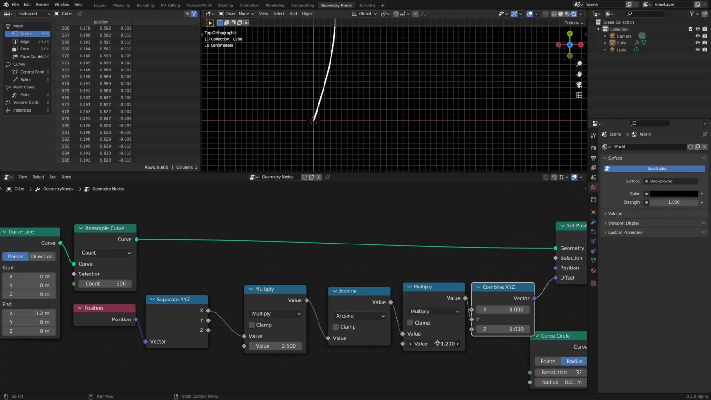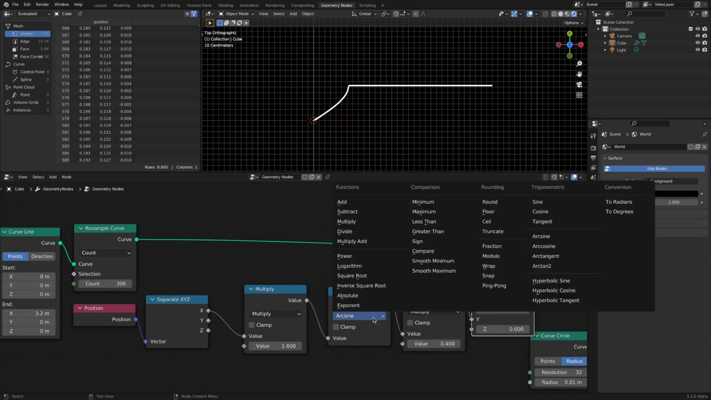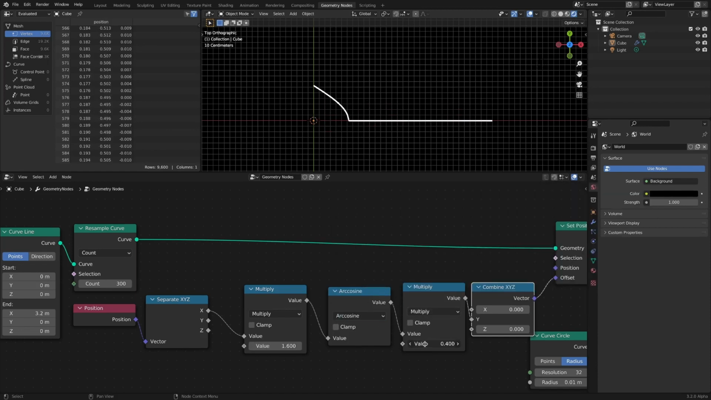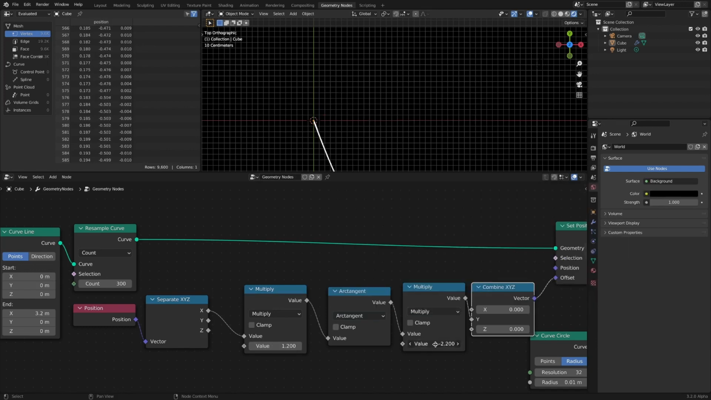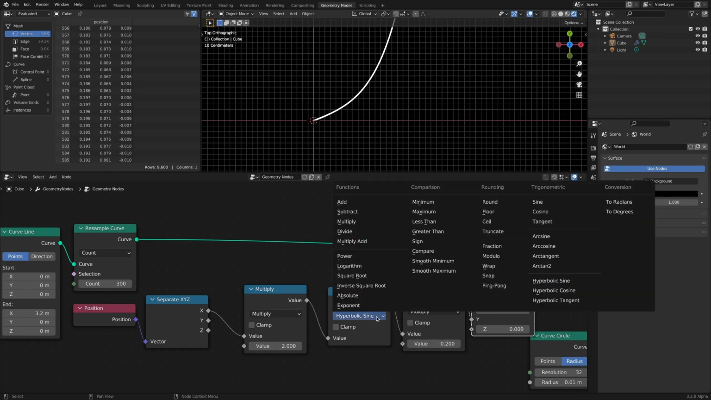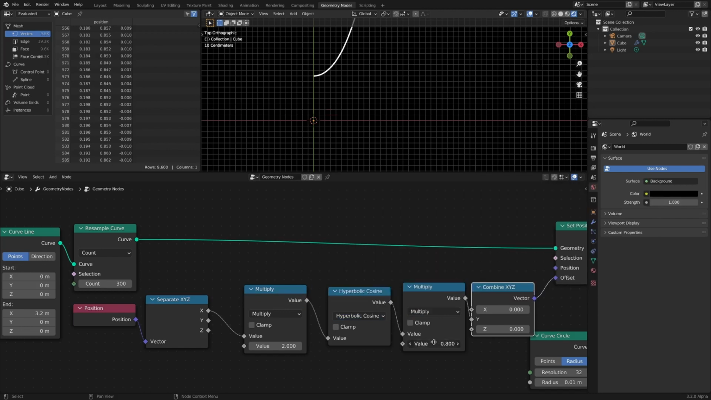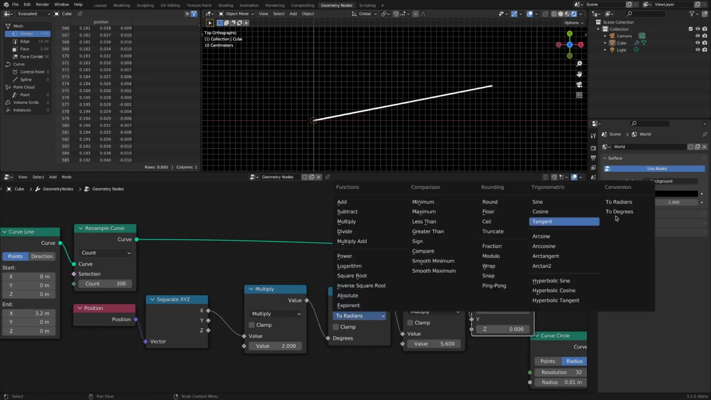Arcsine. Arccosine. Arctangent. Arctan 2. Hyperbolic sine. Hyperbolic cosine. Hyperbolic tangent. To radians, to degrees.